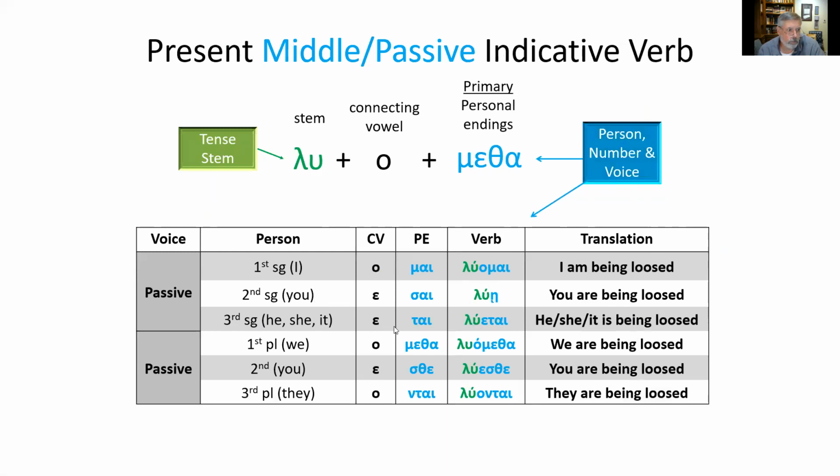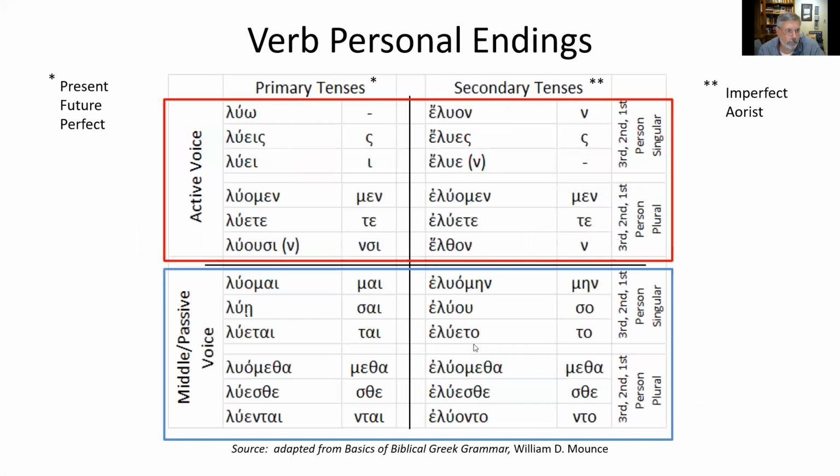Third person singular, luetai, it is being loosed. Luometha, we are being loosed. Luesthe, you are being loosed. And luontai, they are being loosed. So the key, and the only reason I really included that, is I just want you to see how this chart works.